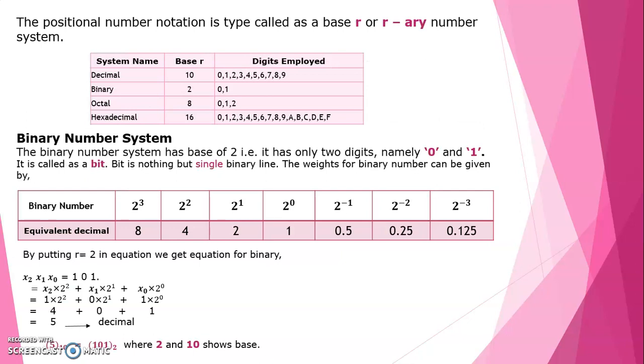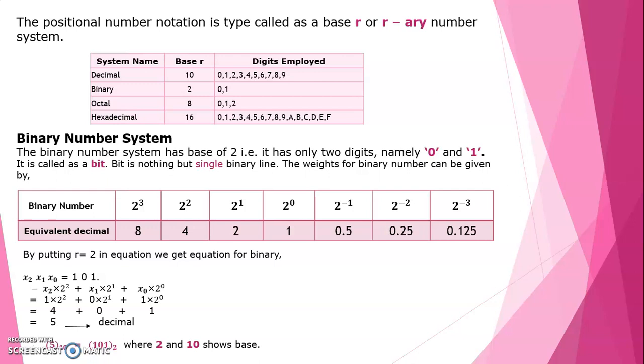The positional number notation is called an r-ary or radix-r number system. You can see that in a table: system name, base r and digits employed for that system. For decimal we have 10, so that is from 0 to 9. For binary we have 2, that is 0 and 1. For octal we have 8, but it is represented by only 3 bits. Hexadecimal we have 0 to 15. After 10 you can represent it with the alphabet A for 10 and further.